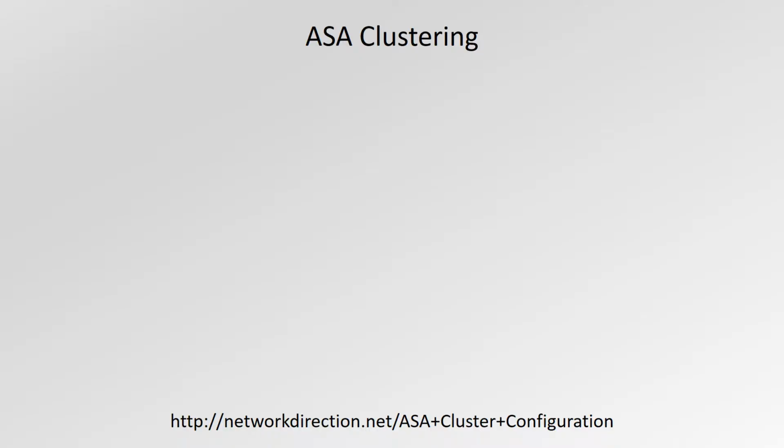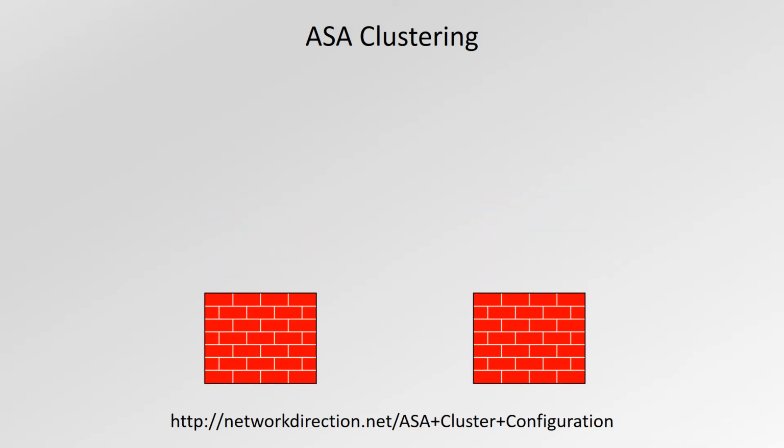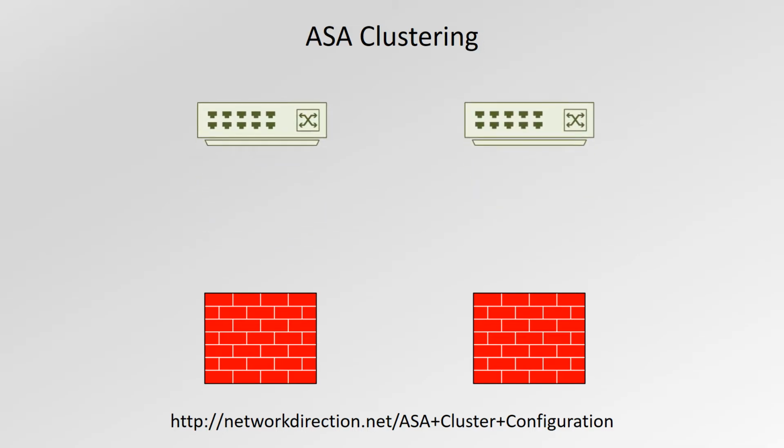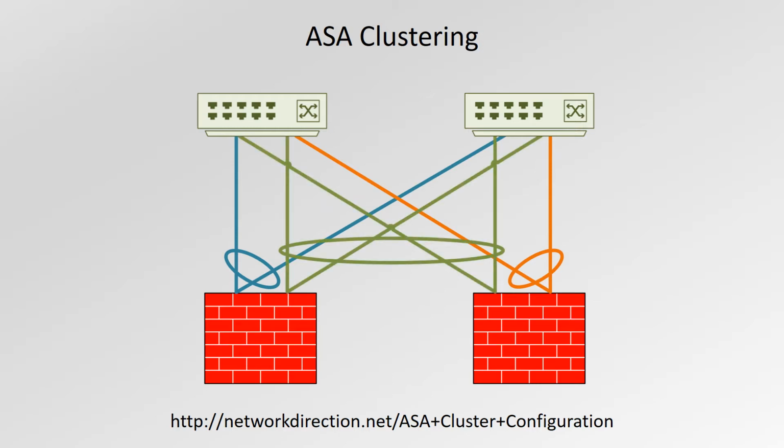In our topology, we'll use a pair of ASA 5500X series firewalls in spanned-etherchannel mode. The ASAs are connected to a pair of Nexus switches. Each ASA will have their own cluster control links. On the Nexus side, these are vPC links. The data links span the entire cluster.